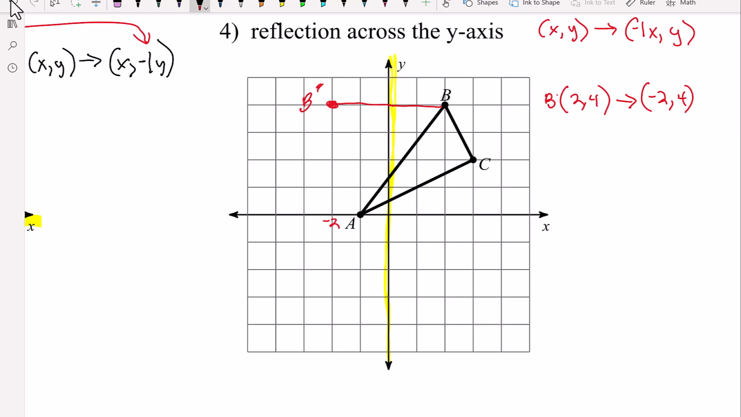So you can, again, show kids visually. C is 1, 2, 3 away. We go 3 in the other direction. C prime. A is on the left side, it's 1 away. So 1 away on the right side of the y-axis.